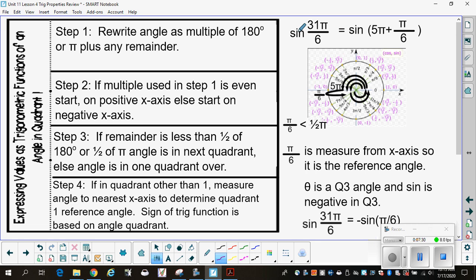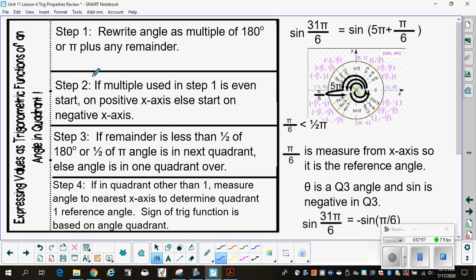So if I give you something like sine of 31 pi divided by 6, that's equal to sine of 5 pi plus 1 pi over 6. 6 will go into 31 5 times with 1 left over. So I simply rewrite the 31 pi over 6 as 5 pi plus pi over 6. Then I can look at my unit circle.